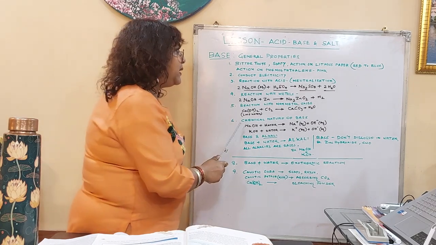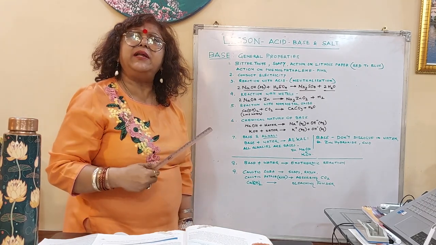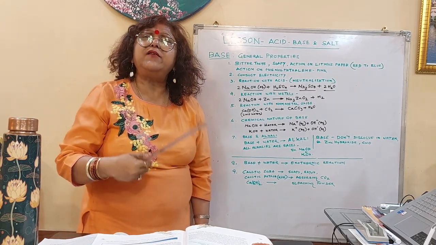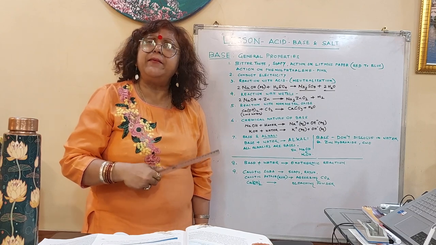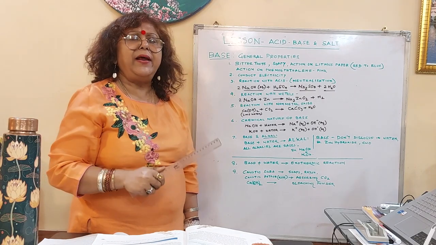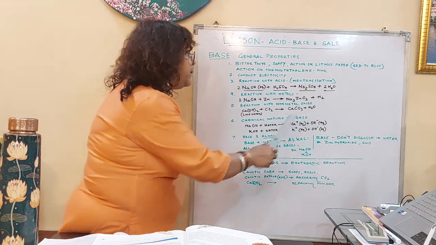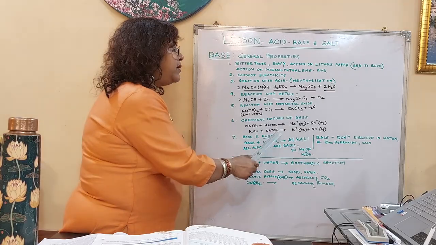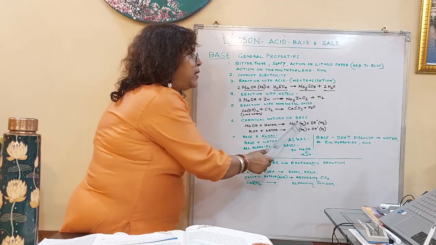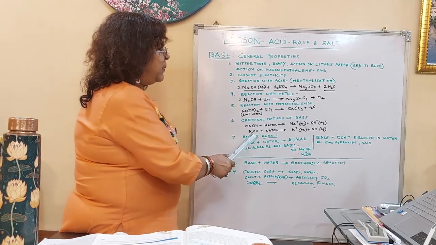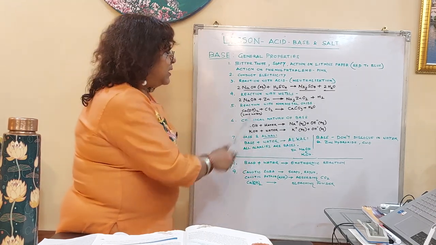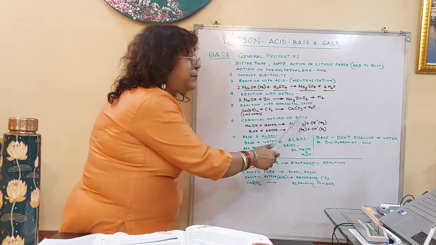Now we come to the chemical nature of base. What is the chemical nature of a base? Like, what is the chemical nature of acids, if it is asked? The chemical nature of acids is that they produce hydronium ions, as I told you in the previous video, H+ or H3O+. So the chemical nature of a base is that when dissolved in water, it produces ions. It dissociates into positive and negative ions, sodium ion, hydroxide ion, any base, potassium hydroxide plus water gives K+ and OH-. So these are the common properties which bases share.